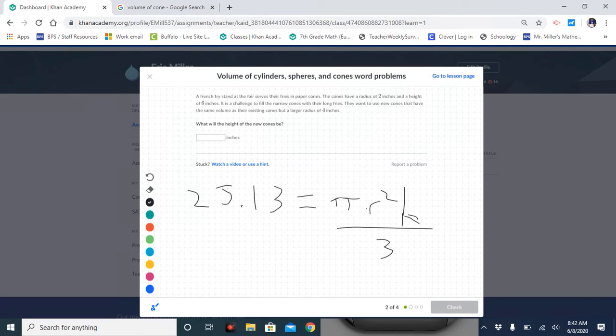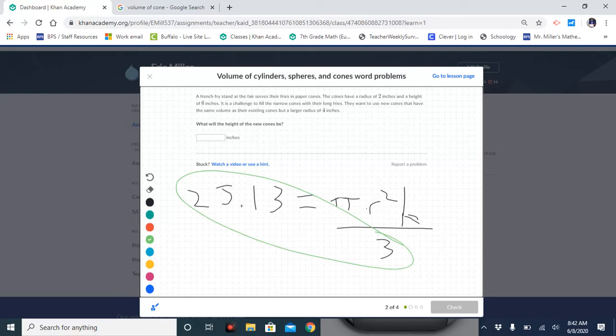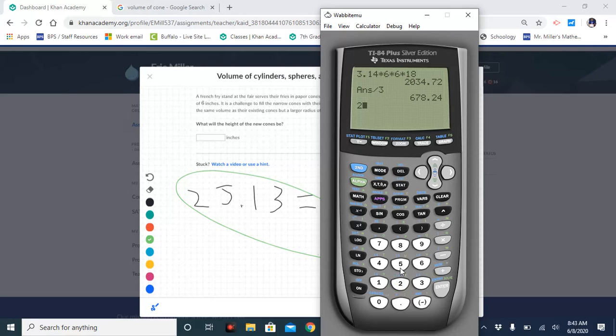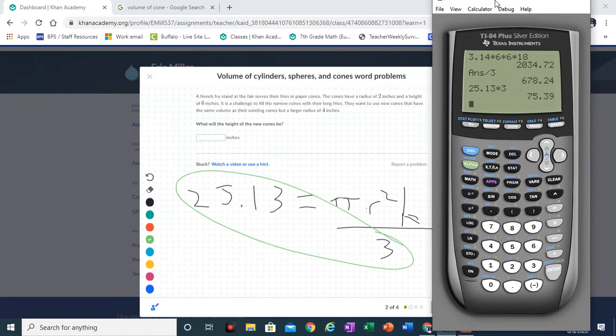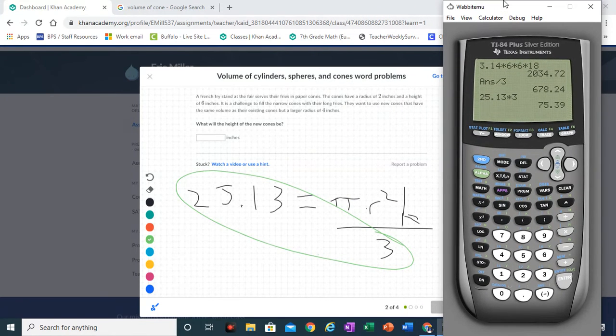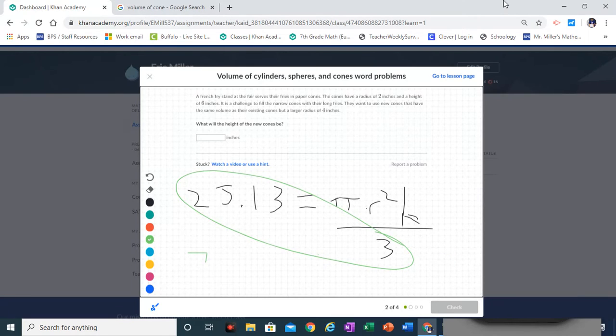So first of all, we want to get rid of the 3 in the bottom. So we're going to cross multiply. If we cross multiply, that's going to be 25.13 times 3. That's going to give us 75.39.